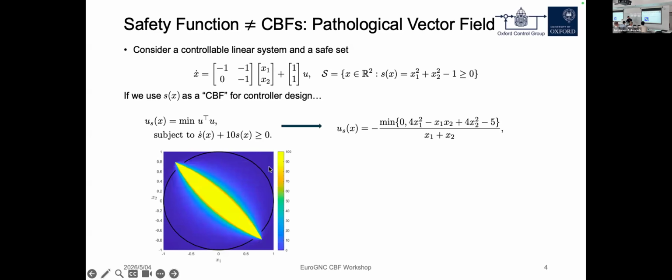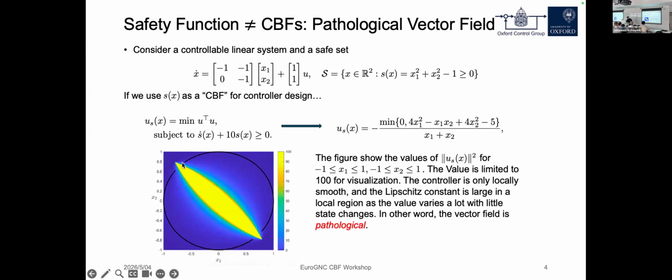So here is a visualization of the value of the controller. This black disk is the boundary of the obstacle for this case. This figure shows the value of u, which is a scalar because it's a single-input system. In the blue region, the value of the controller is nearly 0, and in the orange region, the value is really large. You can clearly see that on the boundary over this region, the value of the controller actually blows up to infinity. Just for visualization, we cut the value to 100, but it actually blows up to infinity.